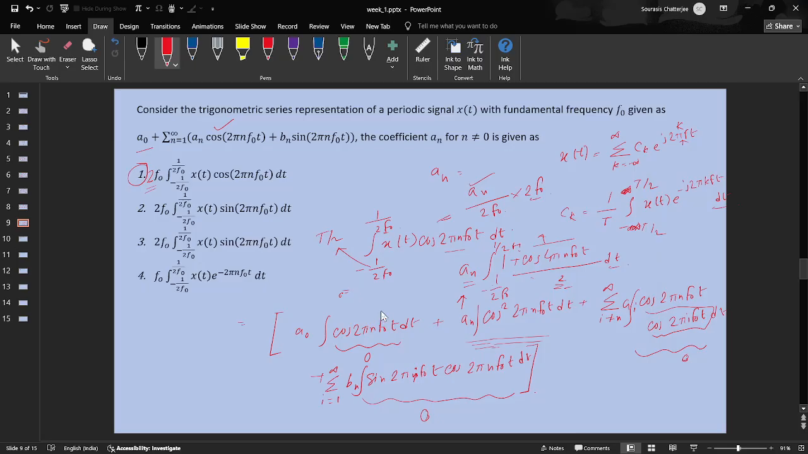So essentially we are left with this term here, a n over 2 f naught, where the 2 is supplied from here and f naught is from the integration of dt over minus 1 over 2 f naught to 1 over 2 f naught. So to get a n I have to multiply it by 2 f naught. So the first answer was also not correct because the 2 part was missing. Now I put it in. If the option is 2 f naught, then only it's correct, otherwise it's not. So option 1 is the answer here.